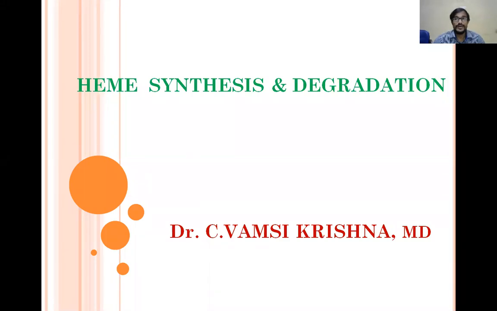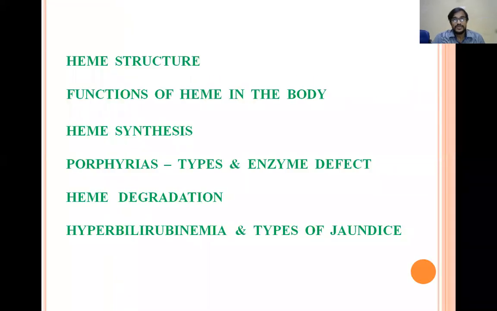So, good afternoon, everyone. Today we are going to see heme synthesis and degradation. In that we are going to see the heme structure, functions of heme in the body, heme synthesis, and disorders associated with heme synthesis, that is porphyrias. We are going to see the types and enzyme defect in different porphyrias. And we are going to see heme degradation and the disorders associated with the heme degradation, that is hyperbilirubinemia and jaundice.